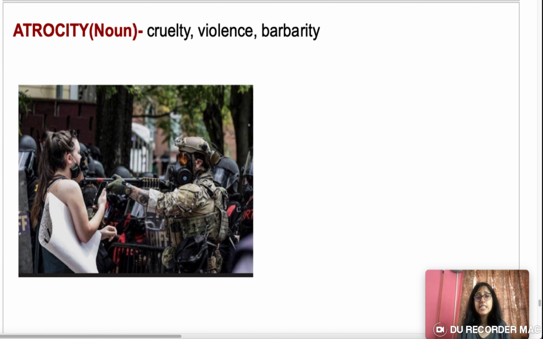Atrocity. Atrocity is a noun and it means cruelty. Look at this picture. Cruelty. This person is pointing a rifle at this woman. So this is what? This is violence. This is cruelty. This is barbarity. Okay, so atrocity means cruelty, violence or barbarity.